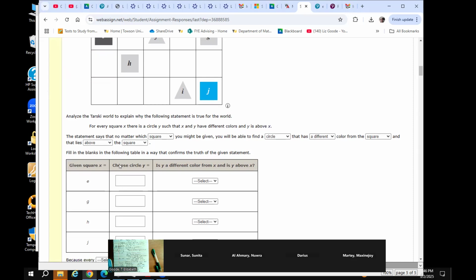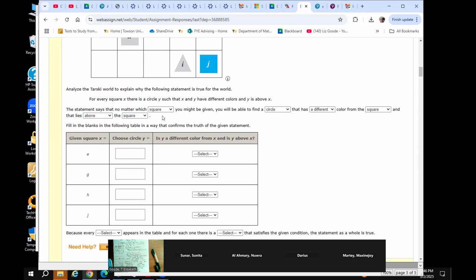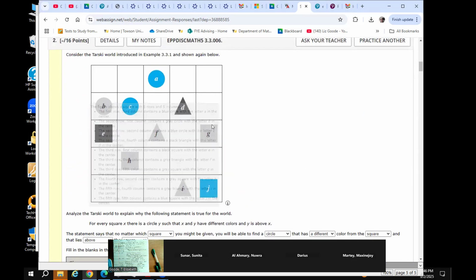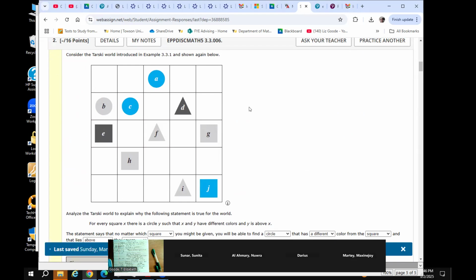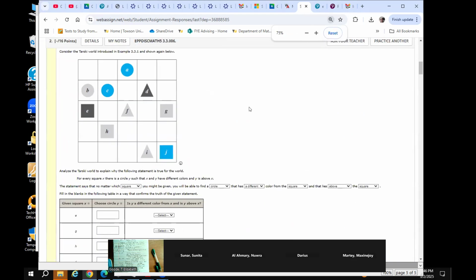So they give us the list of squares, E, G, H, and J. There are four of them. Thank goodness there aren't more than four. And so one by one, we have to look for a circle that is a different color from the square that we're looking at, and the circle has to lie above the square. So for square E, for example, let's do square E first. Can you find a circle that's a different color from the square and that circle y lies above square E? And there might be more than one that'll work.